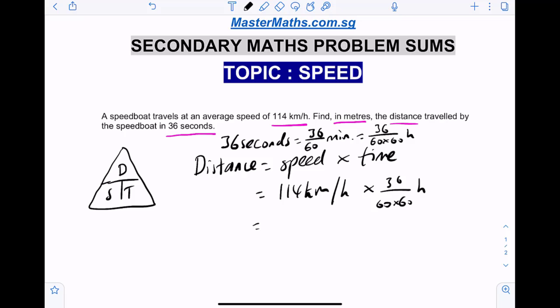That will give you 1.14 km. They want it in meters. So we times by 1000. 140 meters.